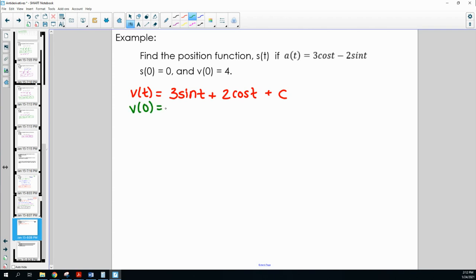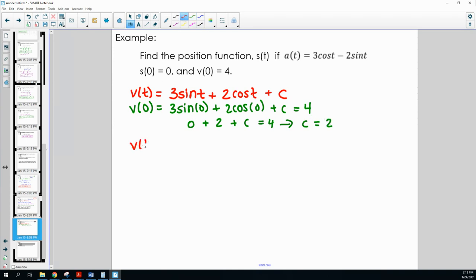So v of 0, that's going to give me 3 times sine of 0 plus 2 times cosine of 0 plus c equals 4. So we get sine of 0 is 0 times 3, so 0. Cosine of 0 is 1 times 2, so we get 2 plus c equals 4. So when we solve this, we get c is equal to 2. So my velocity function, I'm going to go back to v of t. Now I'm going to plug in what c is. So my velocity is 3 sine of t plus 2 cosine t plus 2. So that is my velocity function.